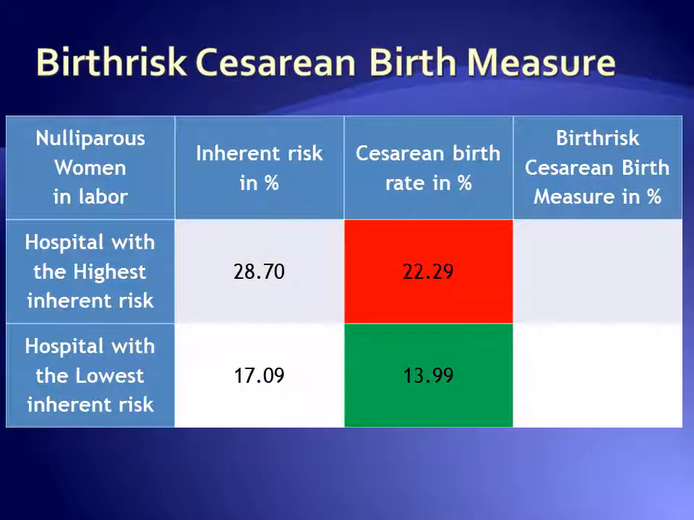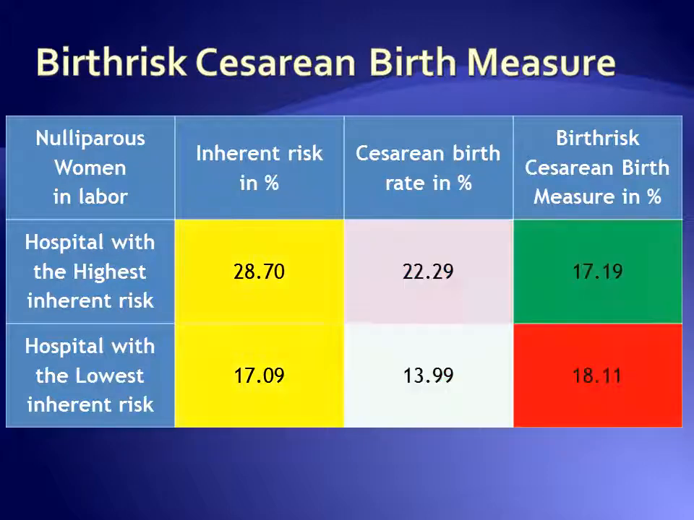With our current standards, it appears that the hospital with the 13.99% cesarean birth rate has labor management strategies that result in fewer cesarean births than the hospital with the 22.29% cesarean birth rate. This will lead women to believe that their risk for a cesarean birth will be much less if they go to the hospital with the 13.99% cesarean birth rate. However, the Birthrisk Cesarean Birth Measure reveals a very different picture.